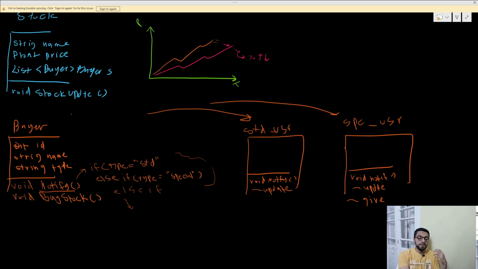And in this case, the buyer class will also be abstract because we will not instantiate it, but we will instantiate its child classes, in this case, the standard and the special. And when we iterate over this list to notify buyers, if the buyer is a standard user, the function that will get called is the notify function in the standard user, and if the buyer is of type special user, the function that will get called is notify function in the special user. So let's now go over to the code and see how this works.